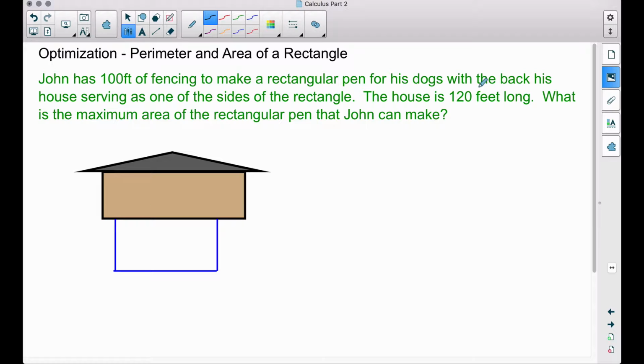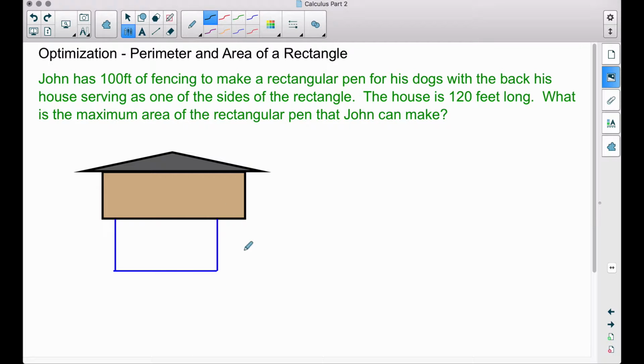Now, the back of the house is 120 feet long. Basically, all that's there is to tell us if John wanted to make a pen that was, let's say, 98 feet long, and he would have 1 foot for this side and 1 foot for this side, he would use 100 feet of fencing right there. But that would be crazy because the area of that rectangle would only be 98 times 1, which is 98. The back side of his house is plenty long for him to use any length for one of his sides of his rectangle. That's the only reason why that information is there.